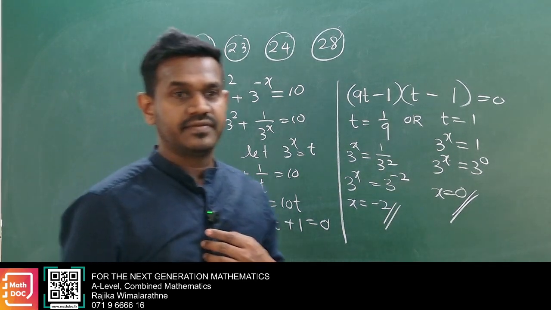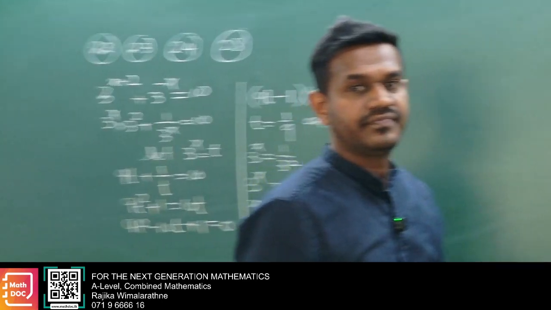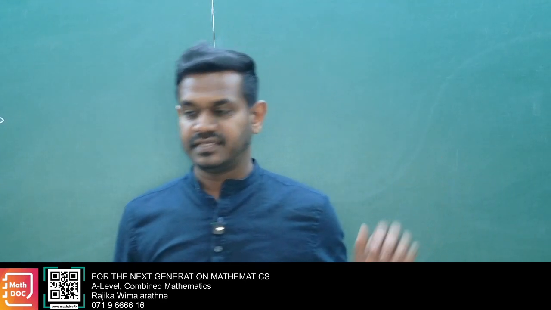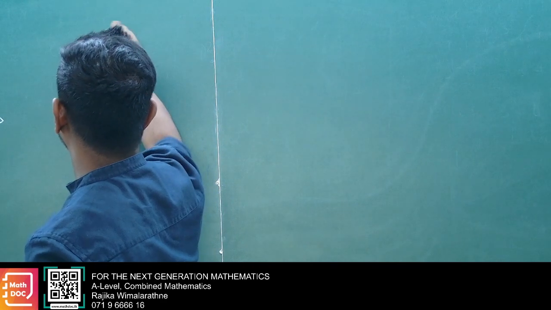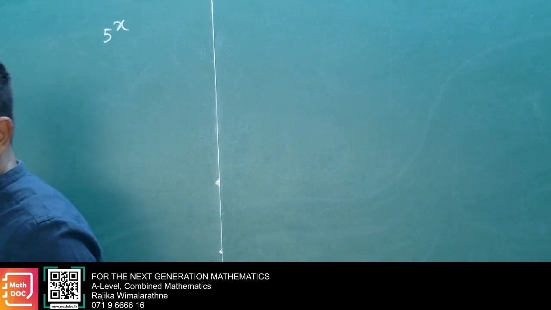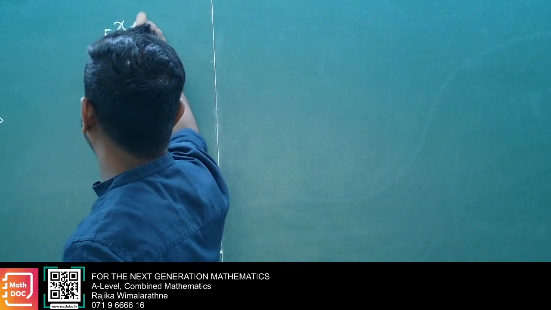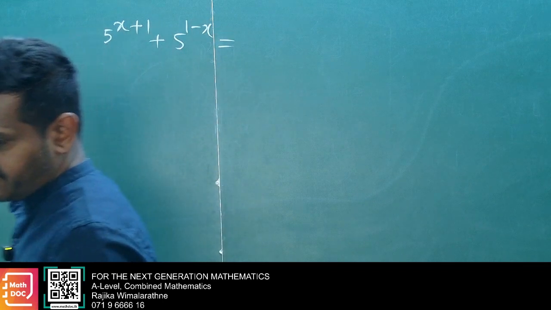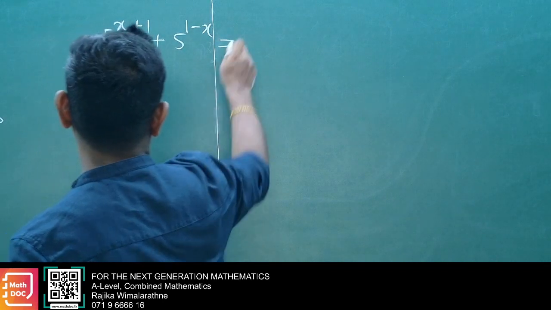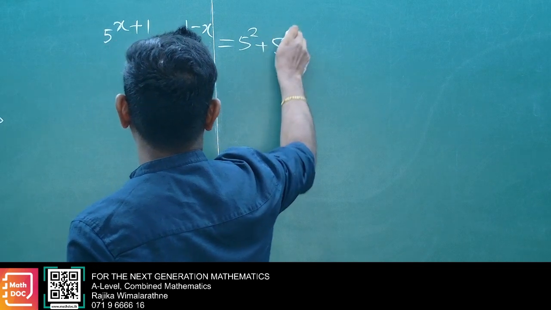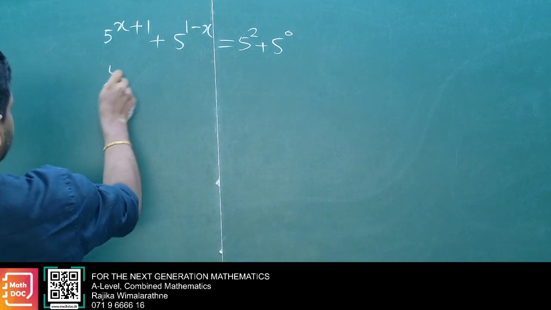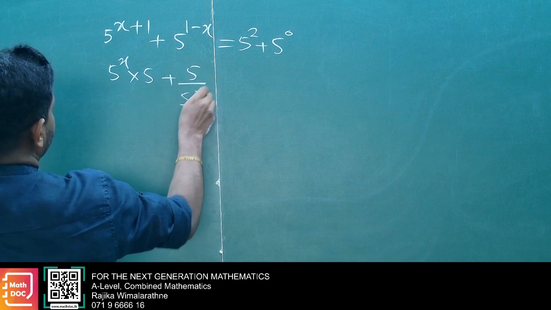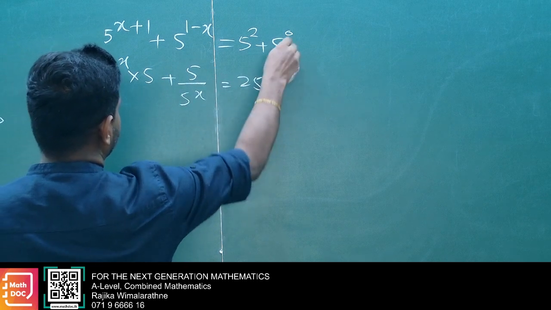Then question 23. 5 to the power x plus 1 plus 5 to the power 1 minus x equals 5 to the power 2 plus 5 to the power 0. Then write here 5 to the power x times 5, plus 5 divided by 5 to the power x, equals 25 plus 1, since 5 to the power 0 is 1.